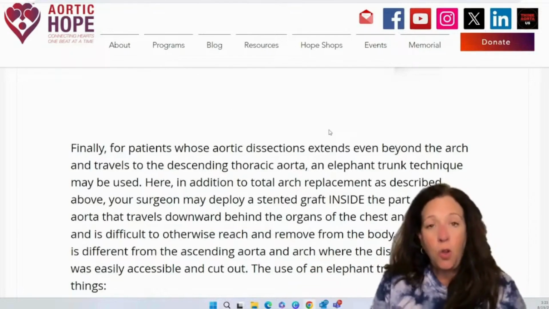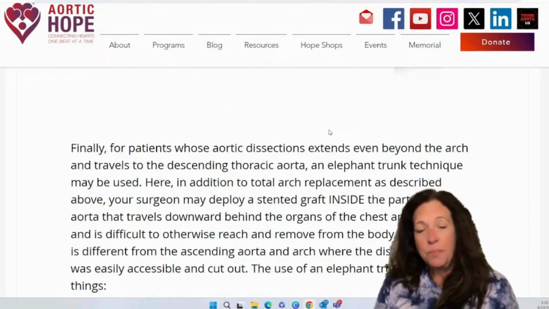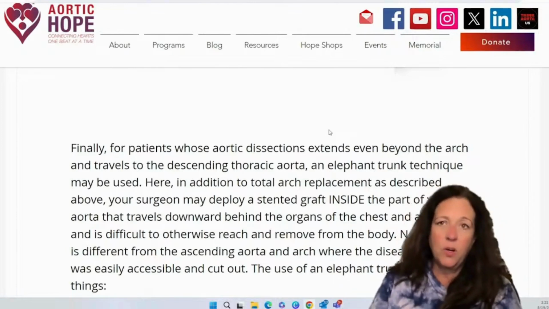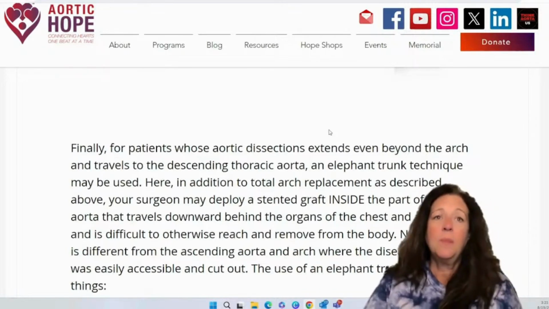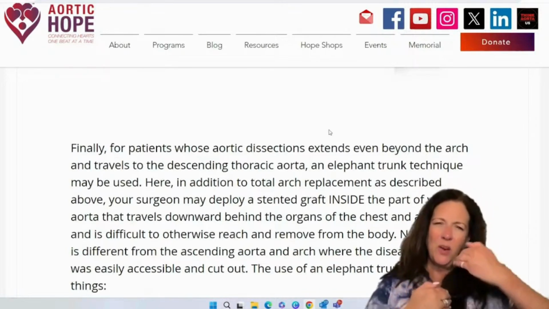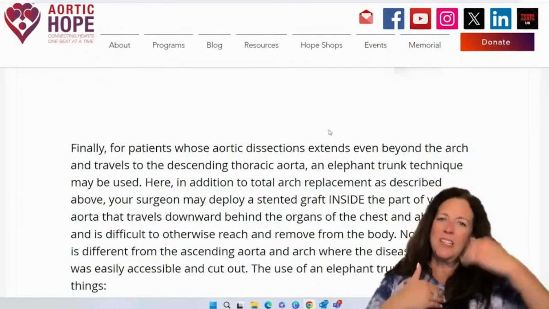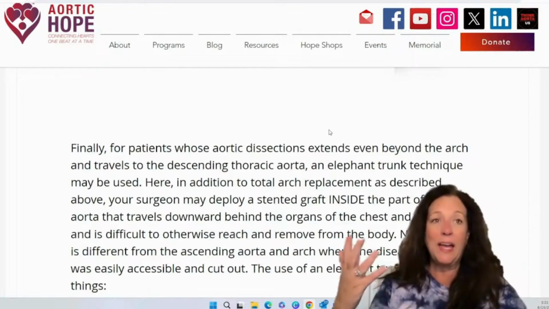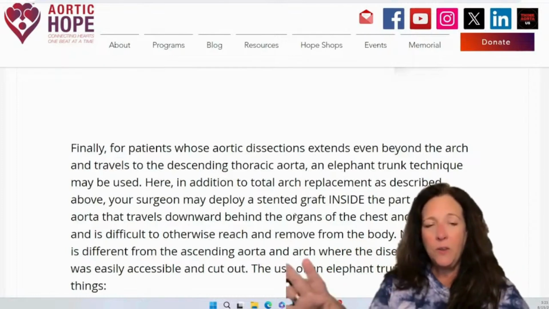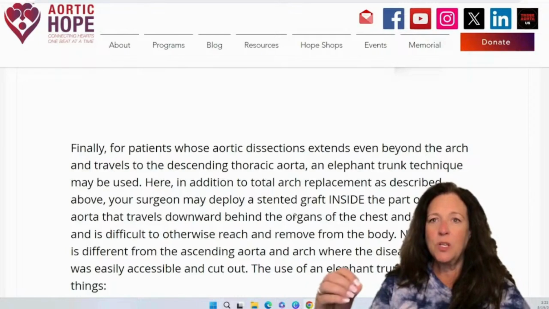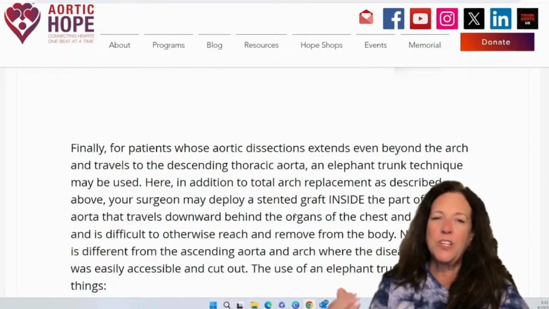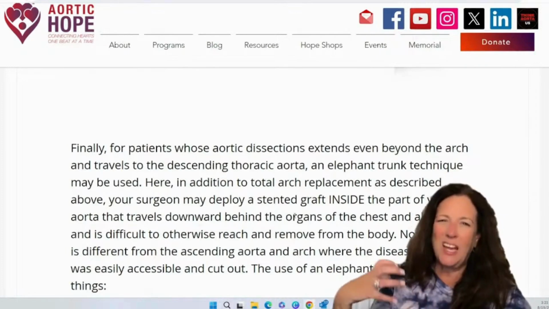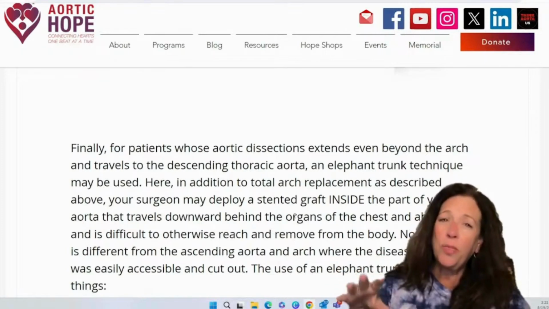Here, in addition to the total arch replacement, as described above, the surgeon may deploy a stented graft inside part of your aorta that travels downwards behind the organs of the chest. Because you remember the aorta, it looks like a candy cane, right? But that's not in front of the heart and it's not to the side of the heart. It goes behind the heart, closer to your back. But it will go behind the organs of the chest and the abdomen, and it's difficult to otherwise reach and remove from the body. So it's a lot easier to just deploy something than to have to actually go in and try to do surgery. And they don't go through your back.